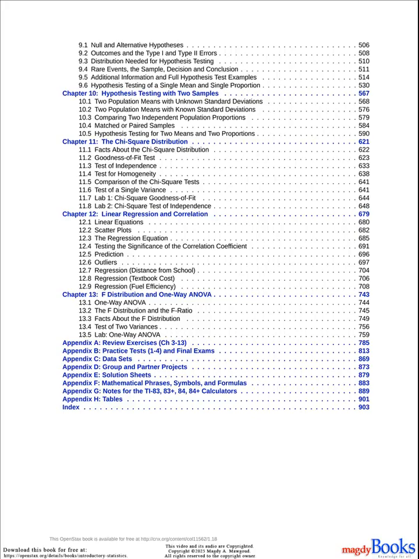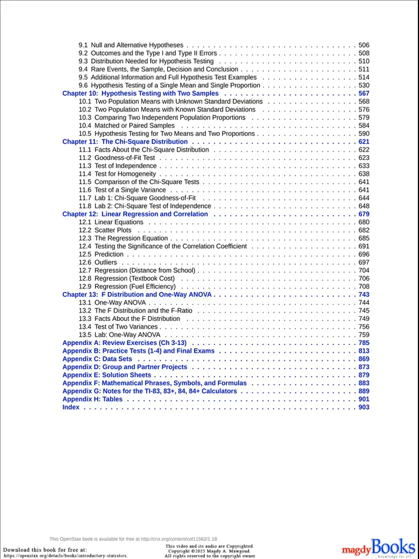12.1. Linear equations. 12.2. Scatter plots. 12.3. The regression equation. 12.4. Testing the significance of the correlation coefficient. 12.5. Prediction. 12.6. Outliers. 12.7. Regression, distance from school. 12.8. Regression, textbook cost. 12.9. Regression, fuel efficiency.